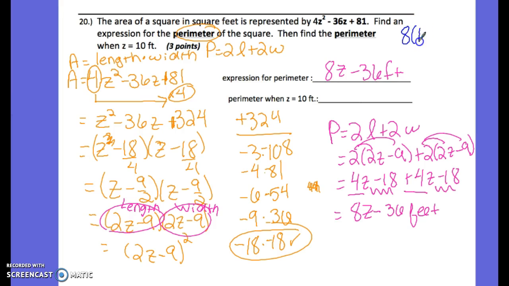So 8 times 10 minus 36. You get 80 minus 36, which is 44 feet. So this is 44 feet. Again, since this was a positive 324, we had to find two factors that were negative that added to be negative 36, and that was my negative 18, negative 18. We did our slide and divide, then we used our perimeter formula, and then we substituted it in. This was a pretty big problem. Just make sure you're careful when you are substituting numbers in.